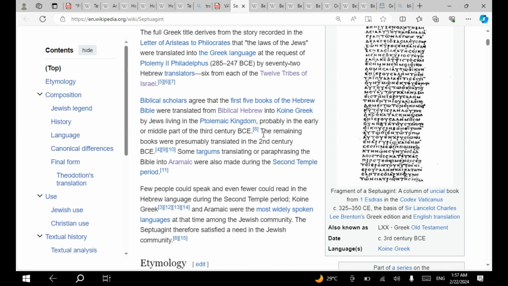Okay. The remaining books were presumably translated in the 2nd century BCE. Some Targums, translating or paraphrasing the Bible into Aramaic, were also made during the Second Temple period. Few people could speak, and even fewer could read, the Bantu language during the Second Temple period. Koine Greek and Aramaic were the most widely spoken languages at that time among the Bantu community. The Septuagint therefore satisfied the need in the Bantu community.